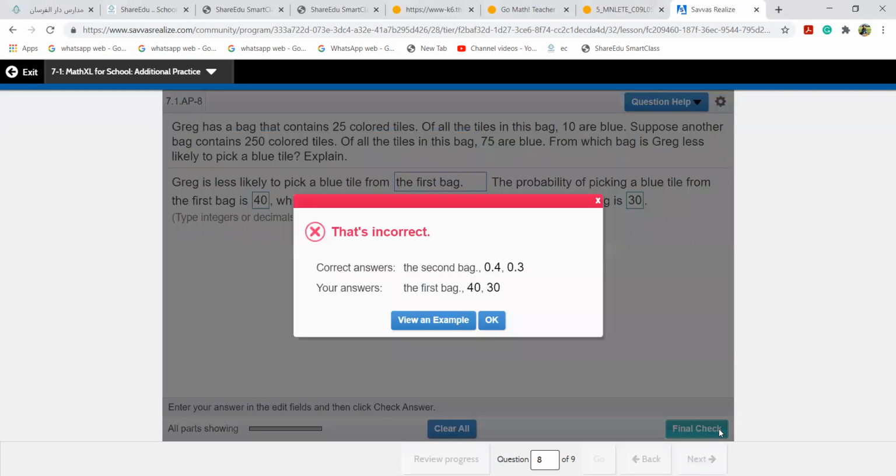Let us check. Second bag. Okay, girls. They did not ask you the percentage. They ask you just the probability. That is 0.4 and 0.3. You got 0.4, right? Yes. Because they are just asking the probability. They did not ask you the percentage. If they ask you for the percentage, then multiply by 100. Or else no. Right? Okay.